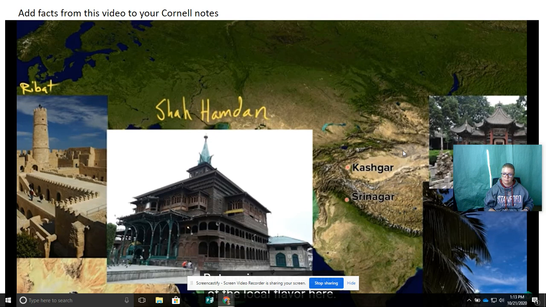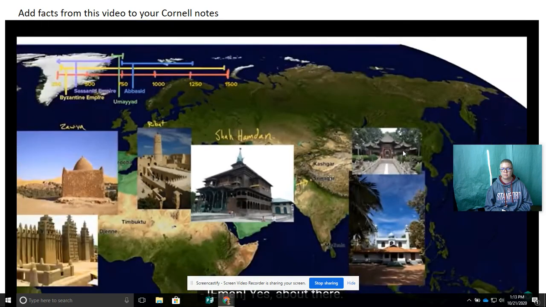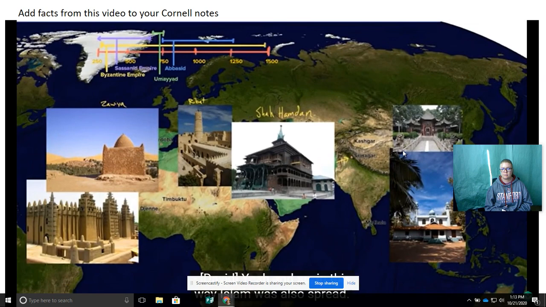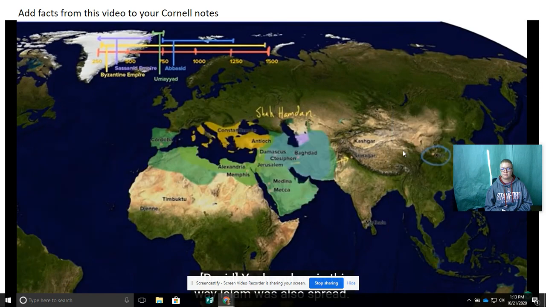But again, you see some of the local flavor here. You see some intricate wood carvings, which is very Kashmiri. Similarly, this was a place of worship, but also a place where people passed through and interacted and learned. So it was a site of spreading Islamic tradition as well. That was about here in Srinagar. And in this way, Islam was also spread.